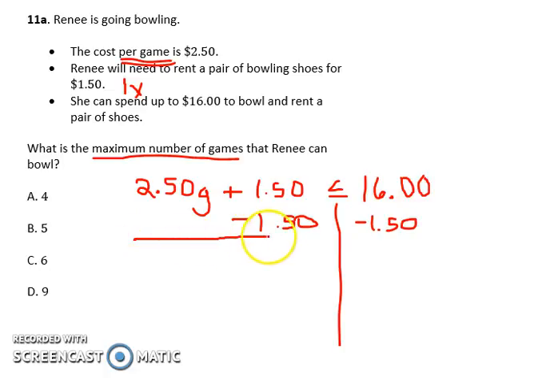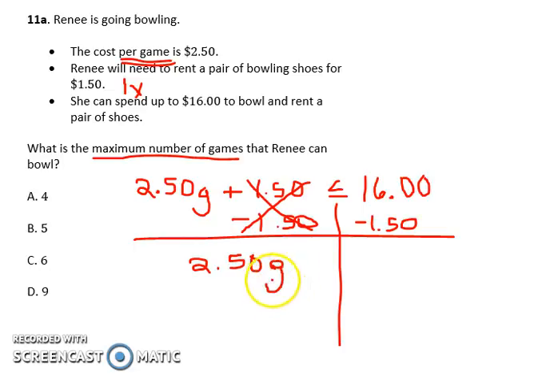I'm going to do my math, and you might want to use a calculator. I know that these two things are going to cancel out, leaving me with 2.50 G is less than or equal to 16 minus 1.50, which is going to give me 14.50.